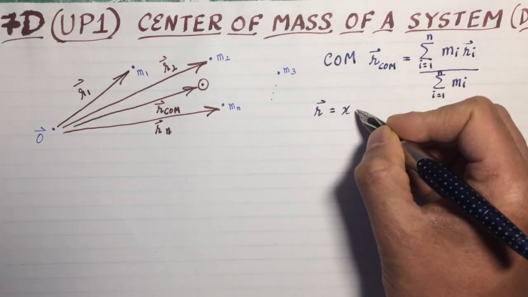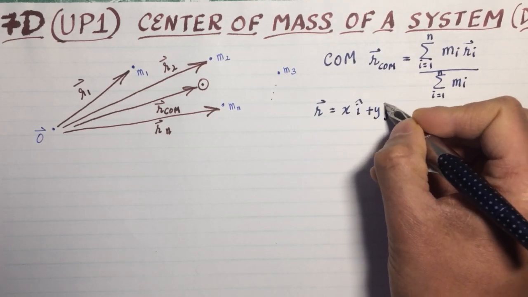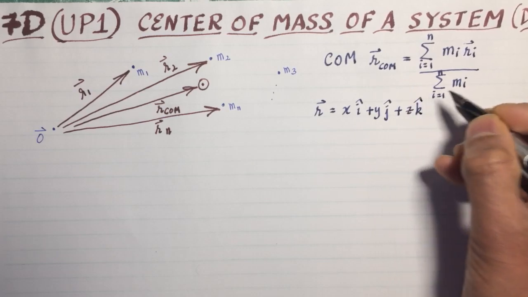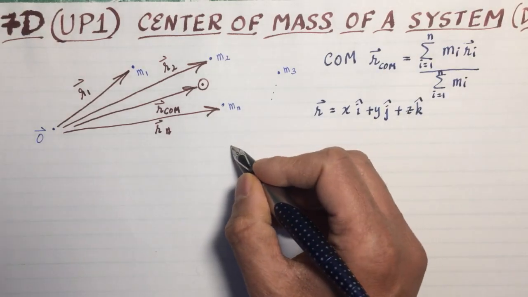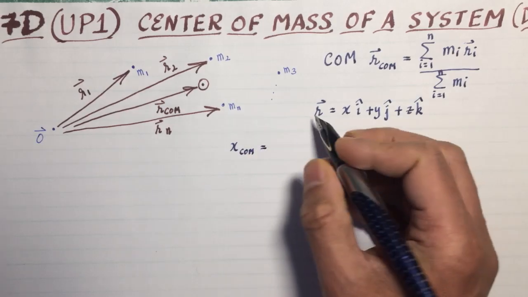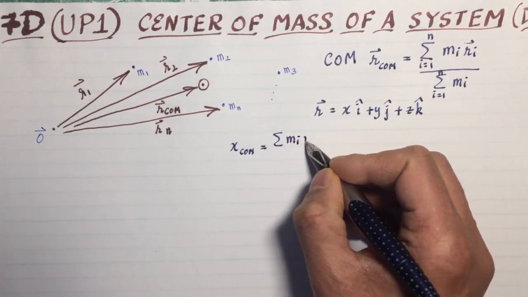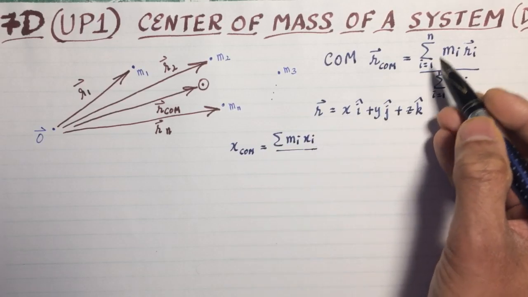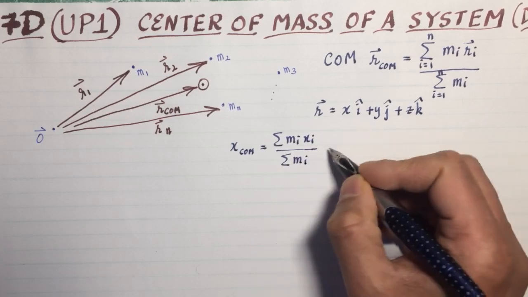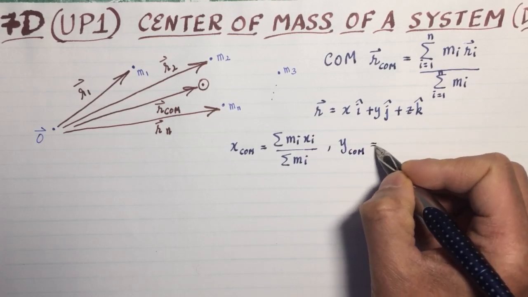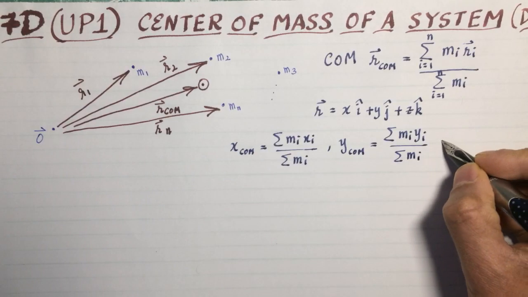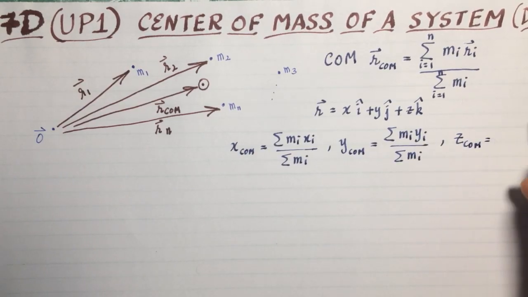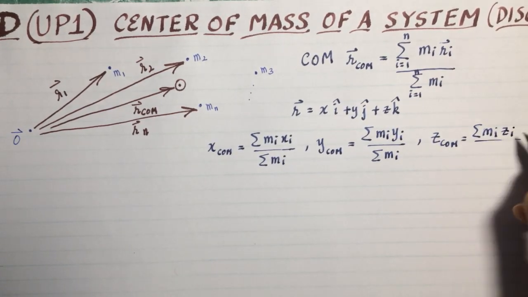Where in general r equals x i hat plus y j hat plus z k hat, the position vector. Now because of that, I can write three separate equations for the x, y, and z center of mass. So the x center of mass is going to be sigma m_i x_i. I'll omit the i equals 1 to n. Y center of mass is the sigma m_i y_i over the sum of all the masses, or the total mass. And the z center of mass is the sum of m_i z_i over the total mass.